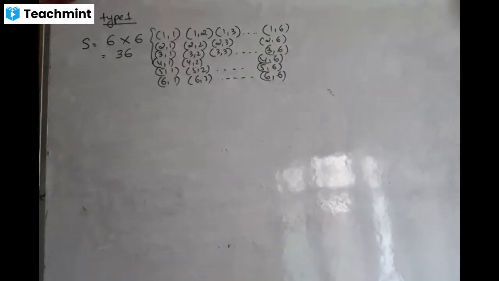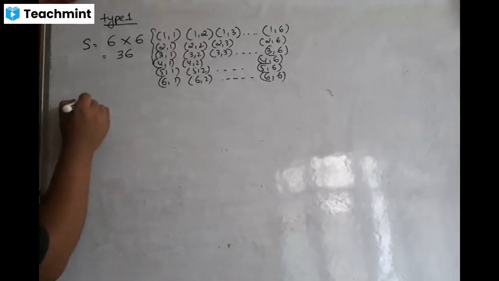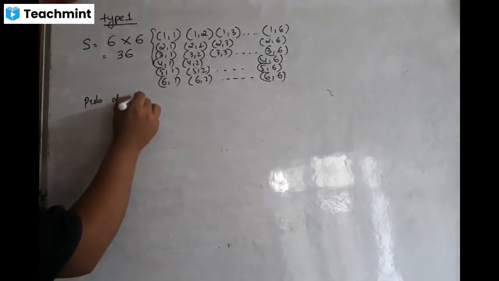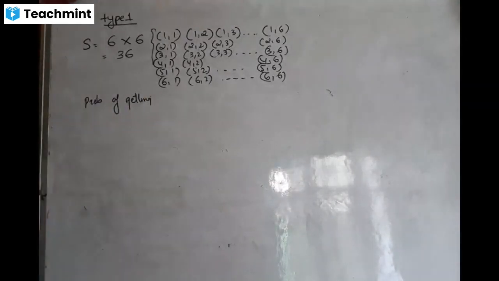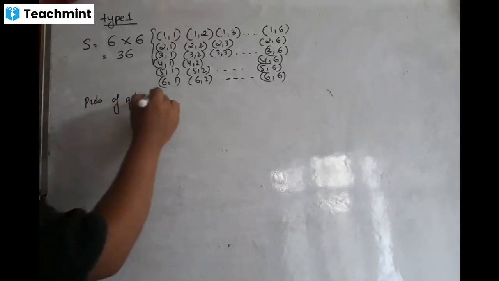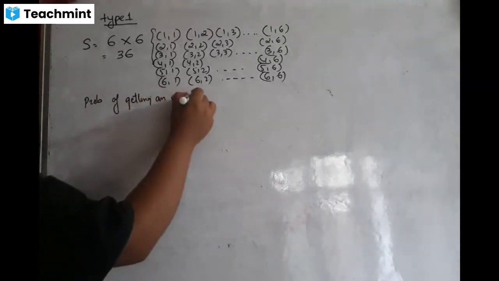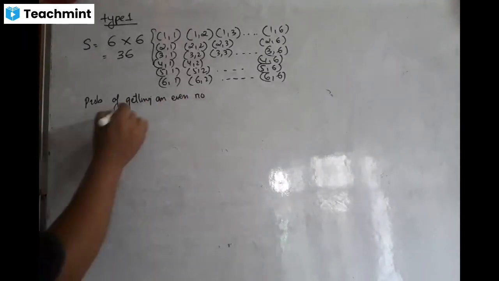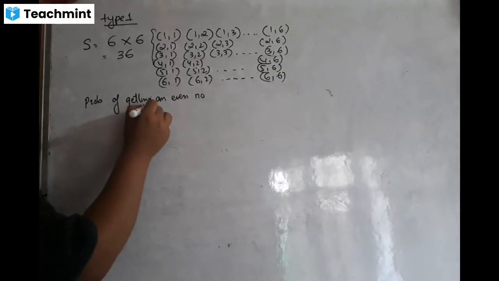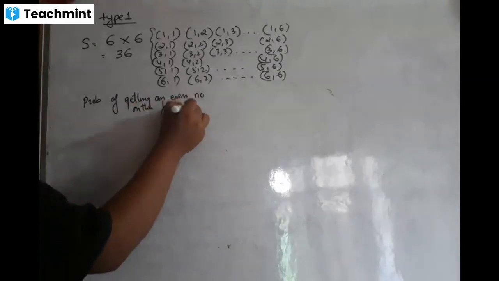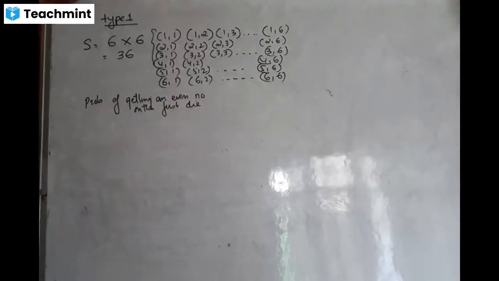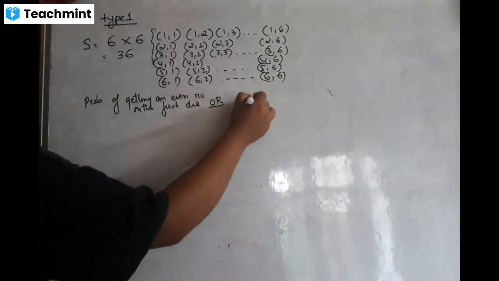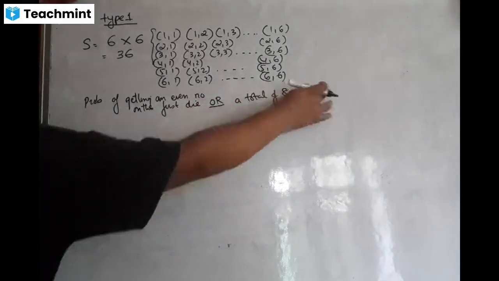What is the probability of getting an even number on the first die, or a total of 8, or a total of 8.